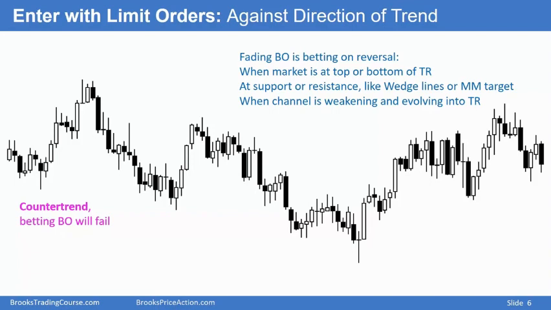Traders will also use limit orders to bet that a trend will fail. They'll be trading counter trend.